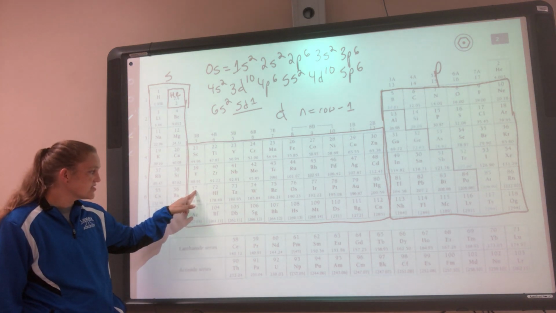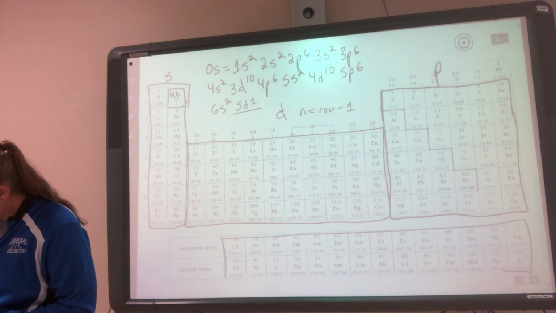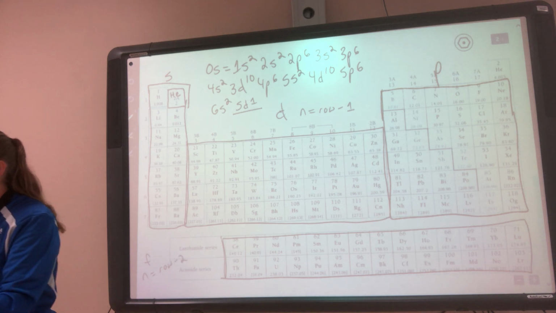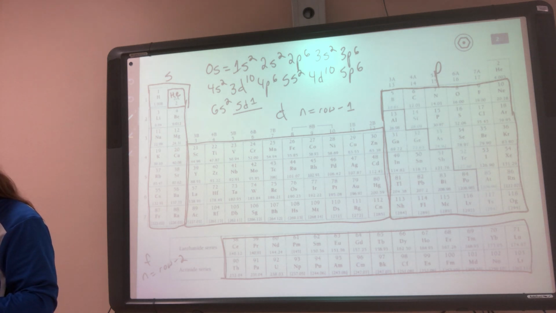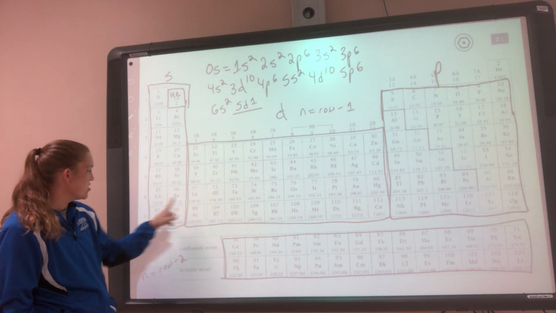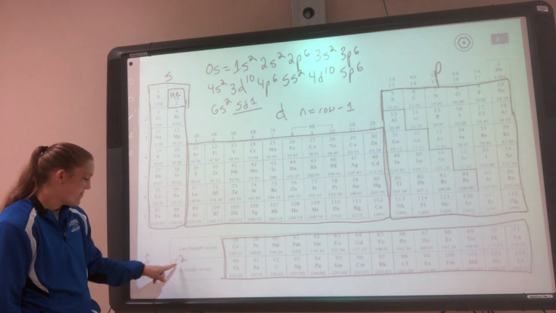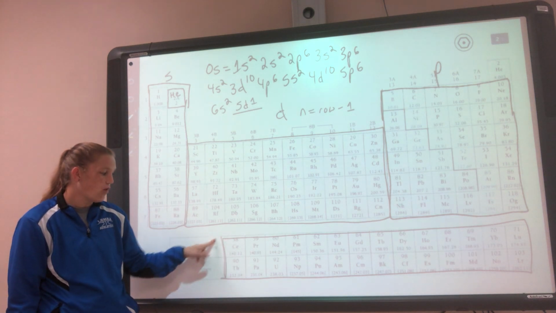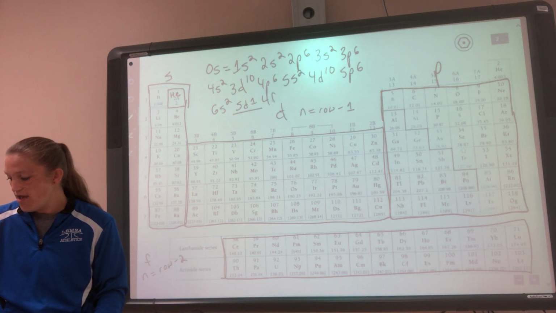Now we go to our F block, because this is 57, now we go to 58. So remember, this whole section was my F block. And remember, for F, n is equal to the row minus 2. All right, so we are at here, and this guy goes right here. So if it's row 6, then 6 minus 2 is the 4F. So he's a 4F. So then we write 4F.